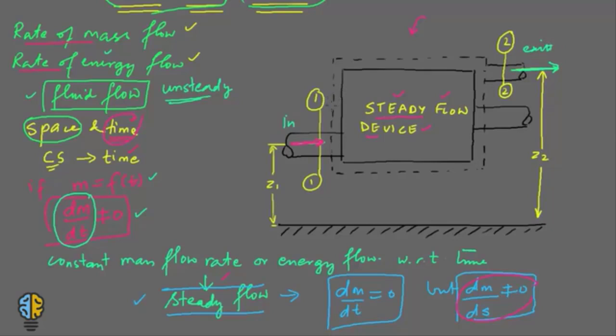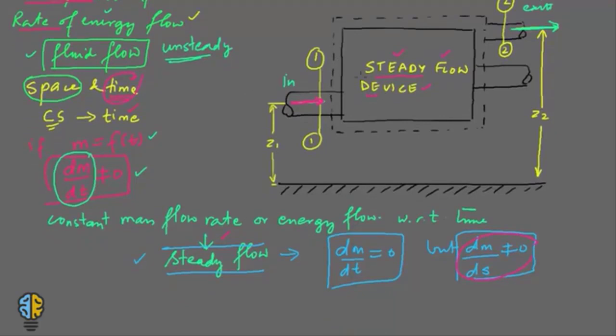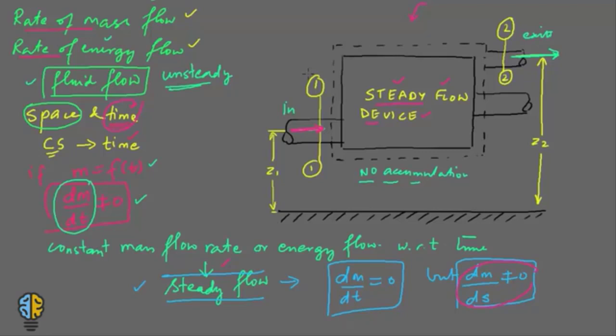The assumption is that there is no accumulation of fluid mass within this steady flow device, or within this control volume. Apart from this assumption of no accumulation, we also assume that all the thermodynamic properties within the control volume are independent of time, so this means it is a steady flow. You have two sections, section 1 and section 2.